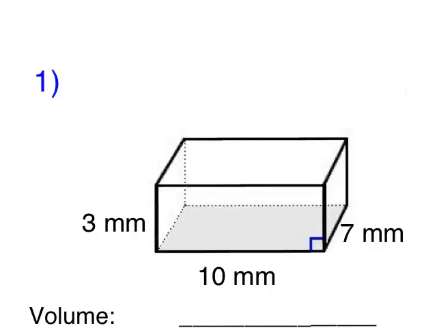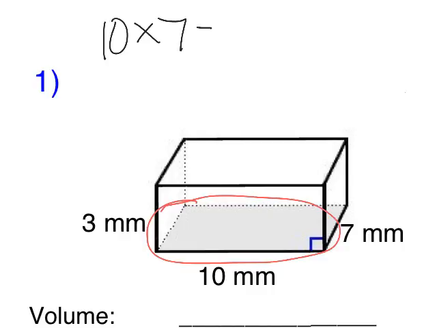Alright, so for our first figure, we are being asked to find the volume of a rectangular prism. So the way that we're going to do that is, remember, we're going to identify our base. So our base is going to be right here. And we are going to try to find the area of that base. So big B. So we've got a length of 10 millimeters and a width of 7 millimeters. That's going to give us 70.